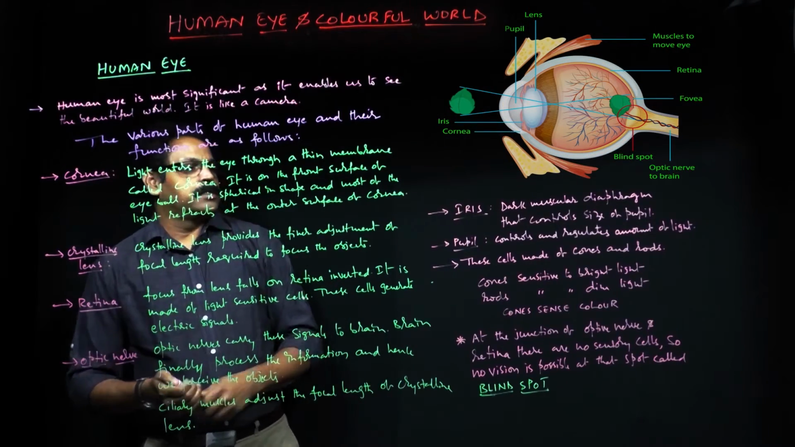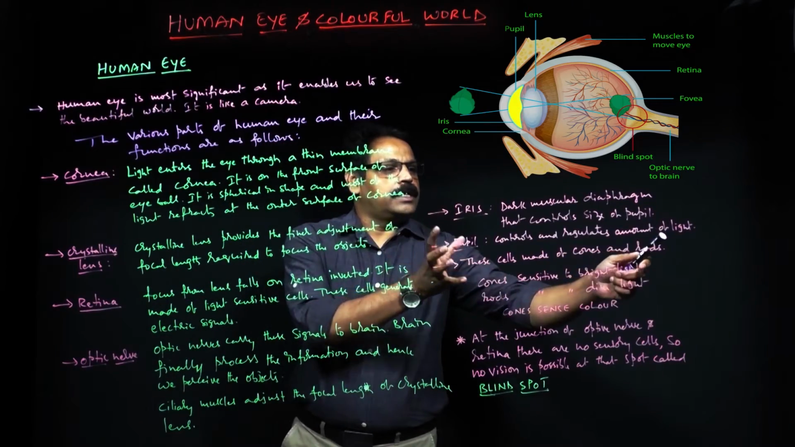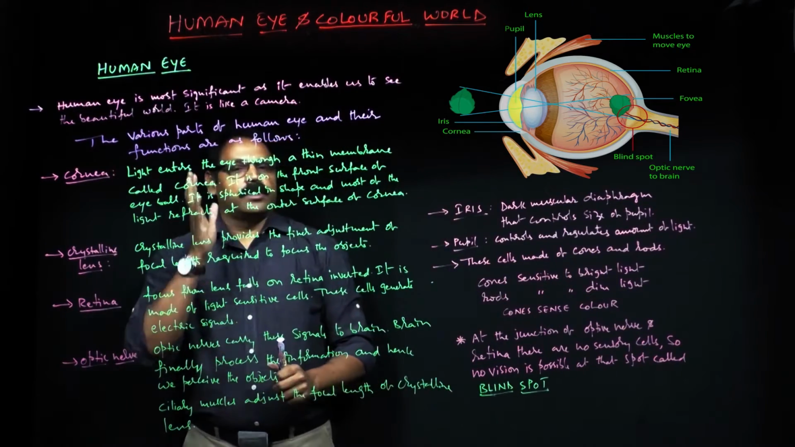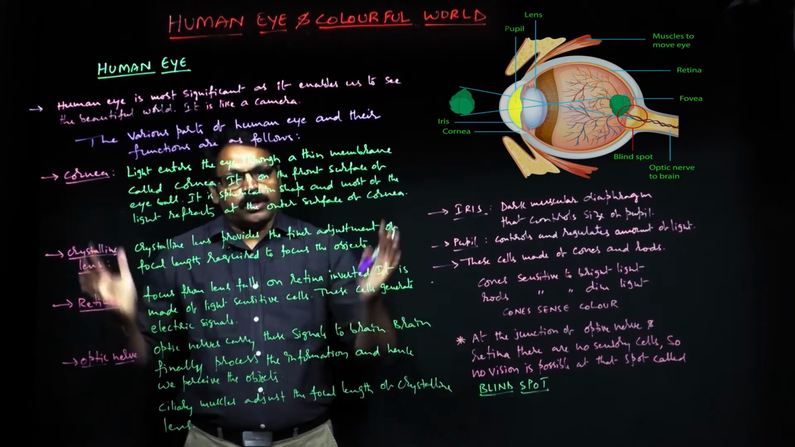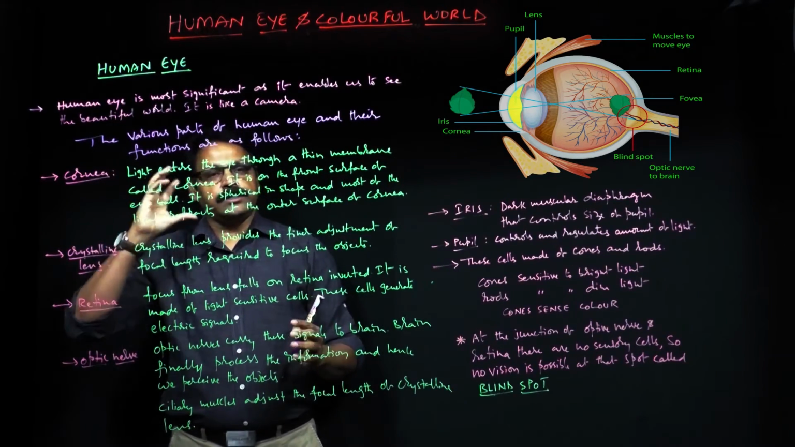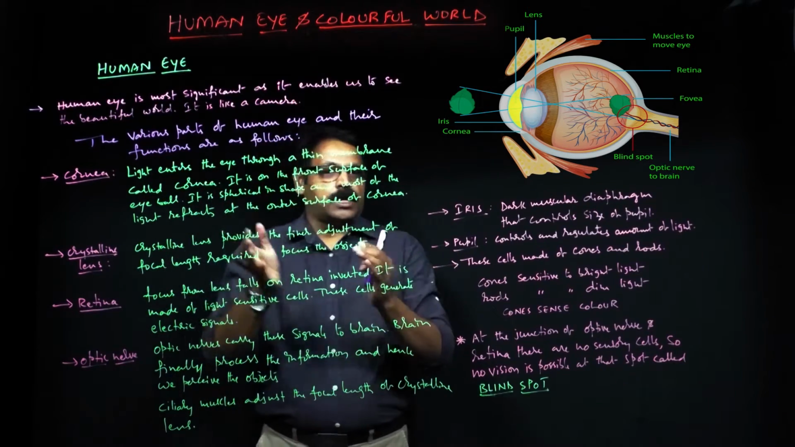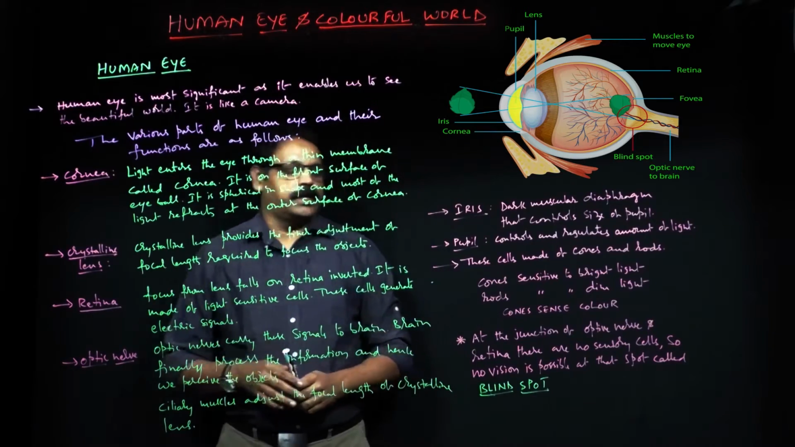Then comes the pupil. The pupil is the one which controls and regulates the amount of light. That means a lot of light is falling onto the eye, but only a portion will be taken. Depending upon the intensities, the pupil controls the amount of light that enters into the eye.